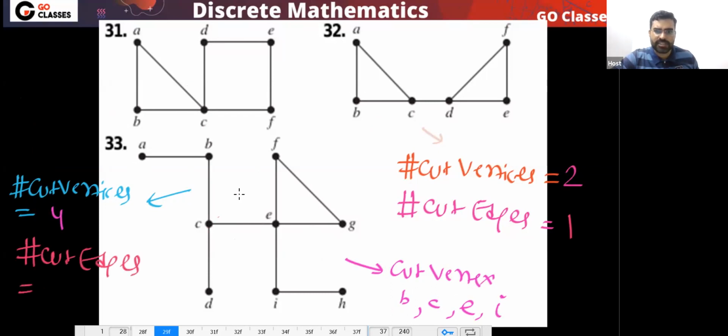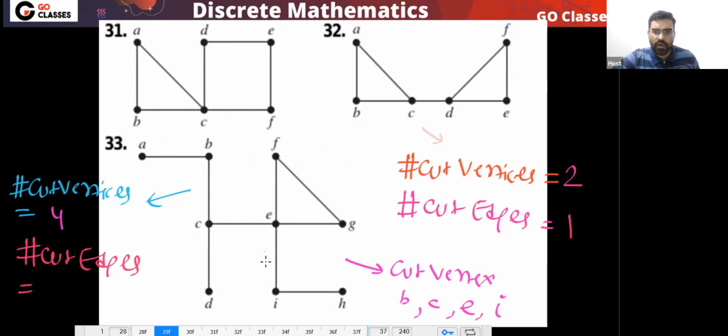What is the number of cut edges in this graph? In this graph, only these 3 edges are cycle edges. Notice, only these are cycle edges. Apart from this, all these edges are actually non-cycle edges.